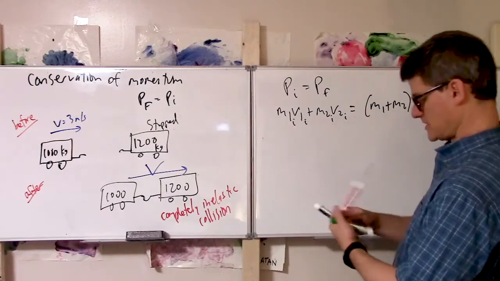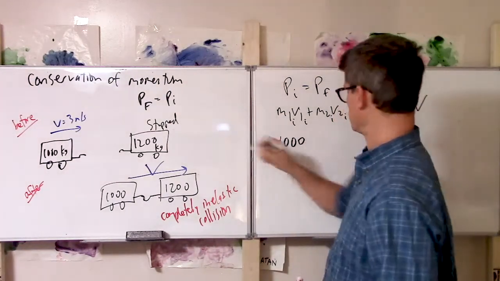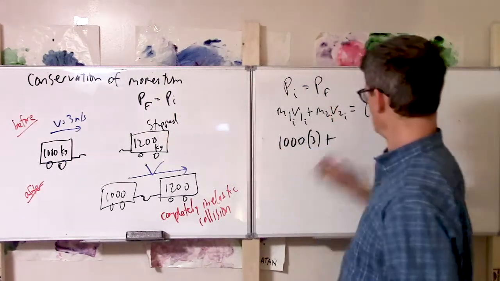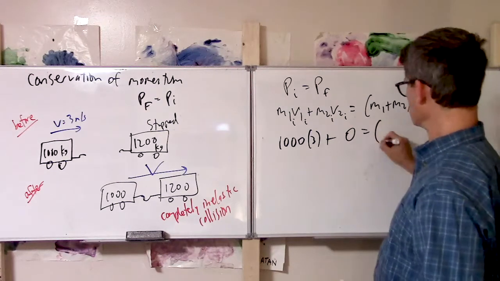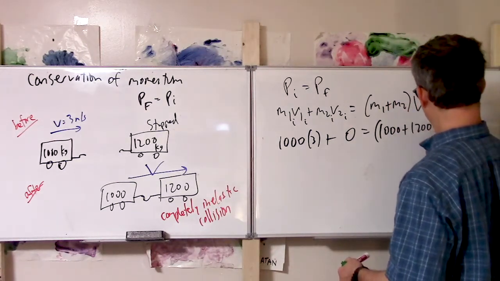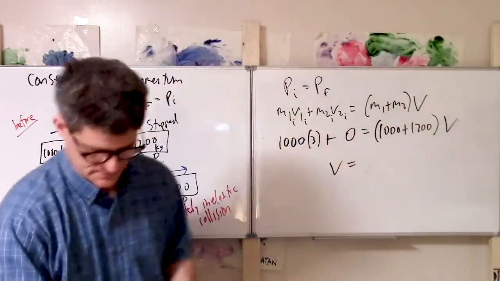All right, let's just put in the numbers to get the answer. So, 1,000, moving at a velocity of 3, plus the momentum of that, 0, equals total masses, 1,000 plus 1,200 times the unknown V. And now we can get V.